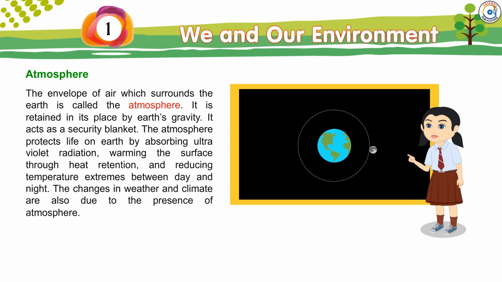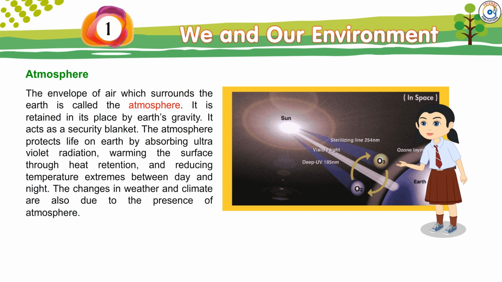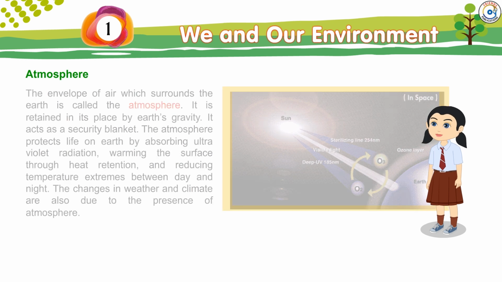The atmosphere protects life on Earth by absorbing ultraviolet radiation, warming the surface through heat retention, and reducing temperature extremes between day and night. The changes in weather and climate are also due to the presence of atmosphere.